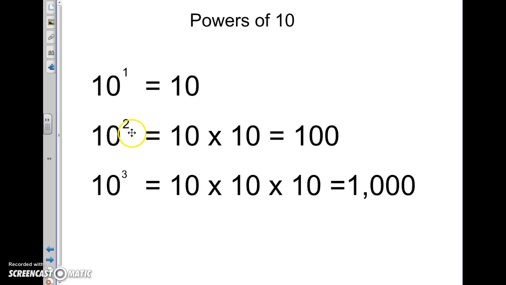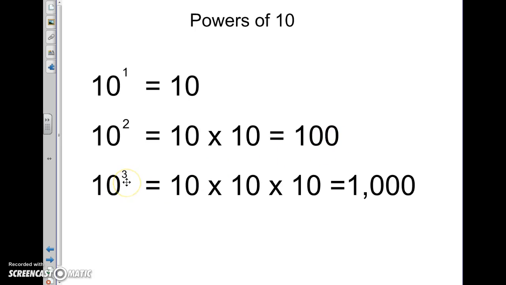So 10 to the second power means that there's two 10s multiplied. It does not mean 10 times 2. It means 10 two times that are multiplied together. So 10 times 10 is the same as 10 to the second power. And 10 times 10 is equal to 100. So 10 squared, or 10 to the second power, is equal to 100.